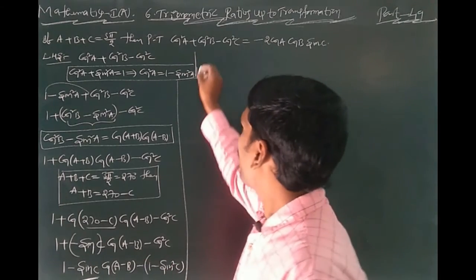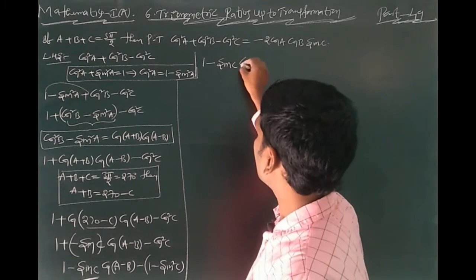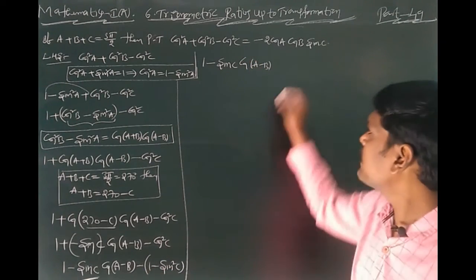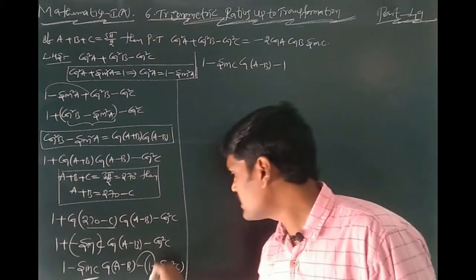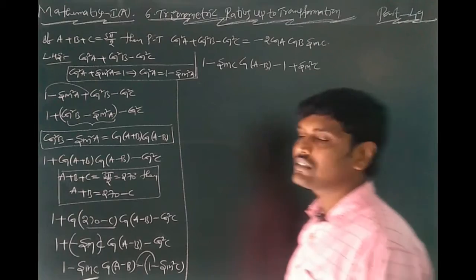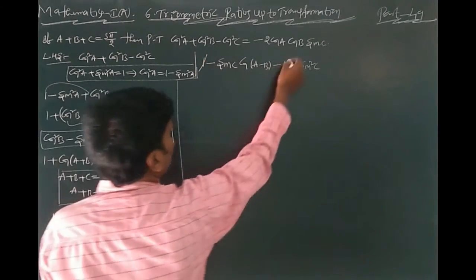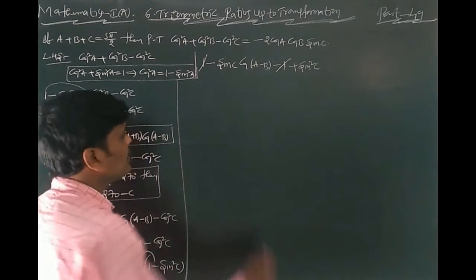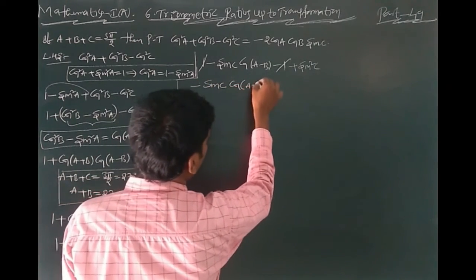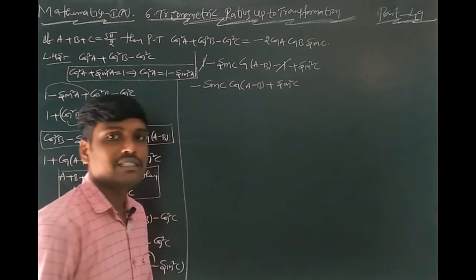After that, 1 minus sin C into cos of A minus B. Here minus into plus is minus 1. Minus into minus you get plus sin square C. After that we can write plus 1 minus 1 get cancelled. Remaining what? Minus sin C into cos of A minus B plus sin square C.